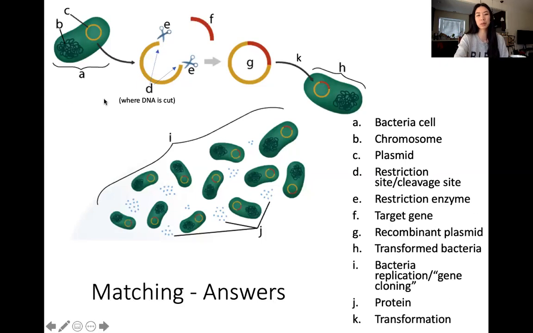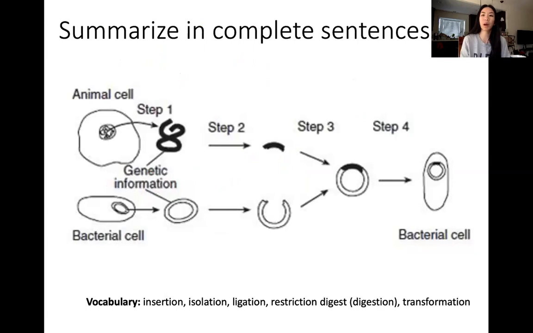And so here is how this would match up to the diagram. Another thing that you can also practice, just as a review, is to summarize the big picture of genetic engineering in complete sentences using this diagram. So here's a simplified diagram of genetic engineering. And I put on the bottom some vocab that you could try to use to explain what's going on.